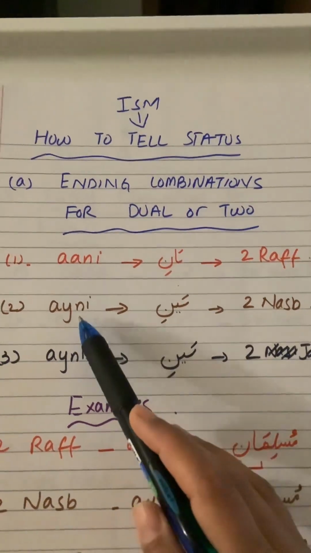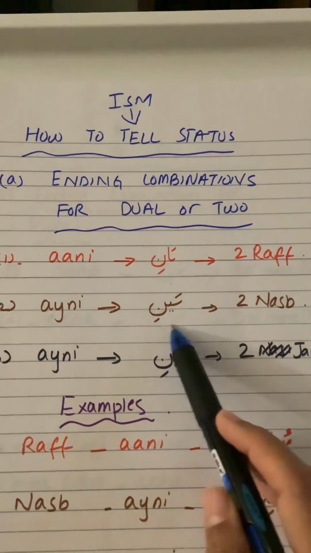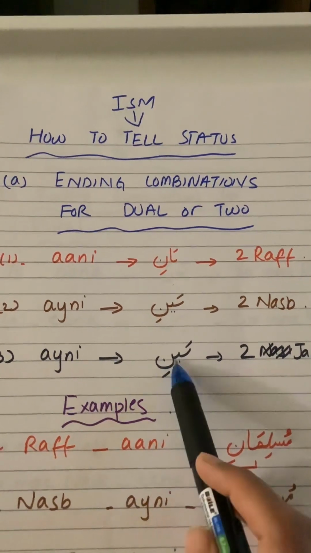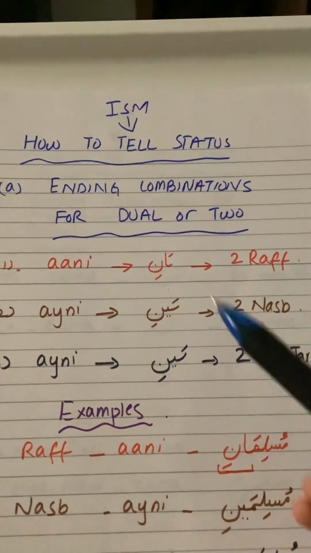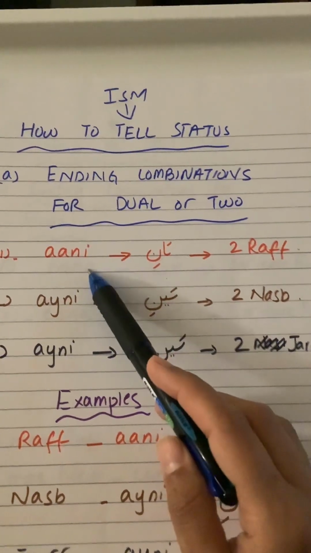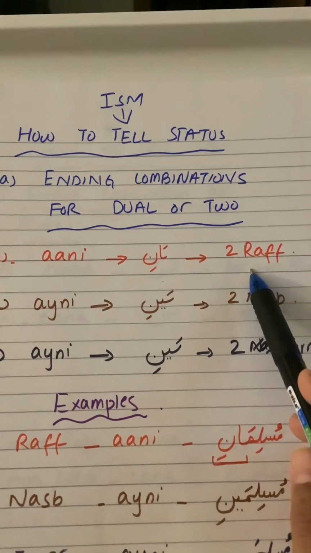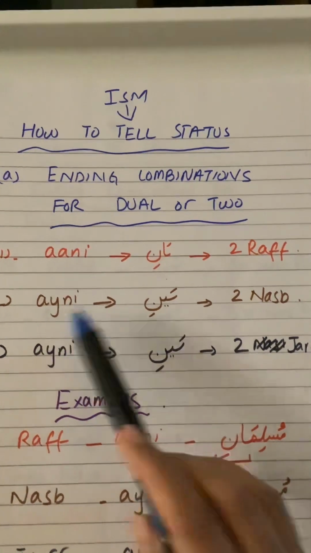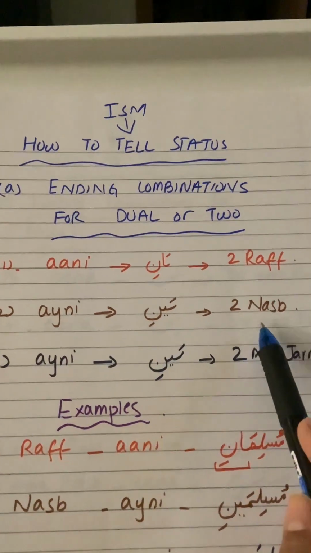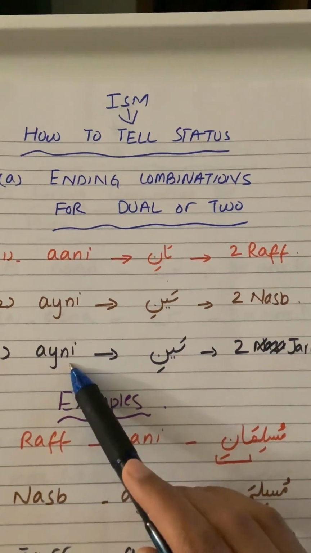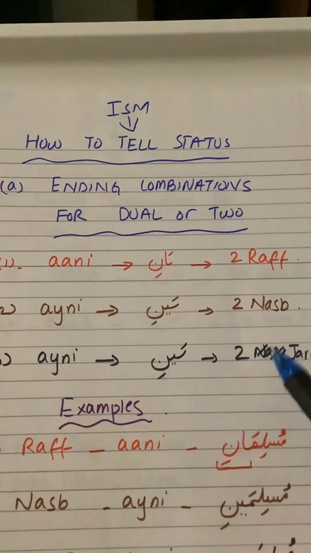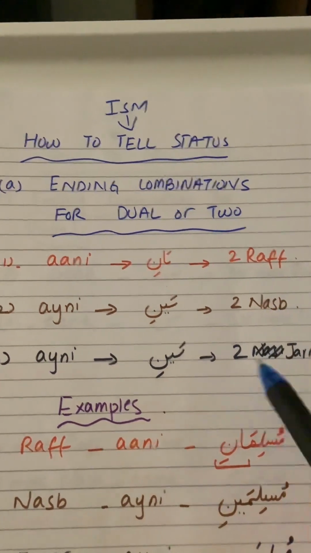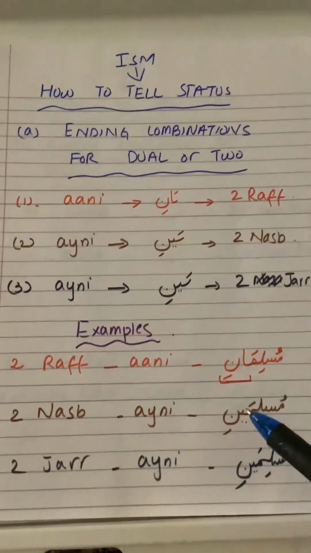Aini, like Muslimaini, that means two nasb. And then again aini, like Muslimaini, that means two jar. So if you hear a combination that is ani, like Muslimani, then it's two rafa. If you hear aini at the end of the word, like Muslimaini, then it's two nasb. And if you hear aini, then it's two jar. We'll differentiate how we can tell whether it's nasb or jar in future lectures.